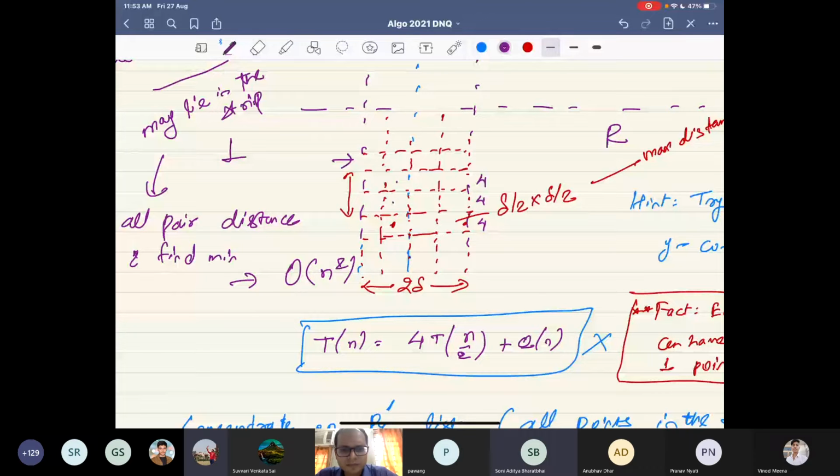Sir, why are you writing 4 here? Sorry? Sir, what is 4? In this particular vertical, in this particular horizontal thing, there are 4 squares. Yes, sir. In this 4, in this 4, 12. I don't have to go beyond this.